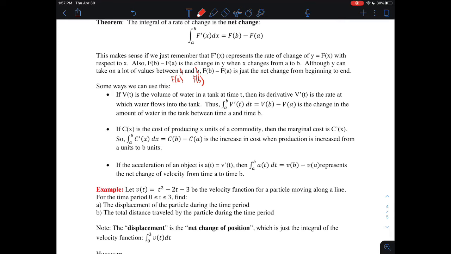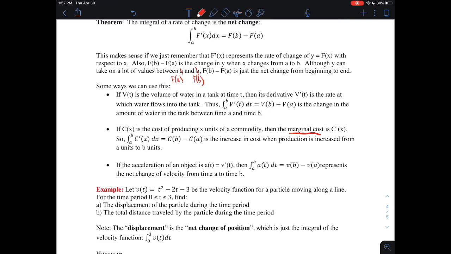We've also seen something related to what we've called marginal cost. If capital C of x is the cost of producing x units of a commodity, then the marginal cost is capital C prime of x. So the integral from a to b of capital C prime of x dx is equal to capital C of b minus capital C of a. And that is the increase in cost when production is increased from a units to b units.